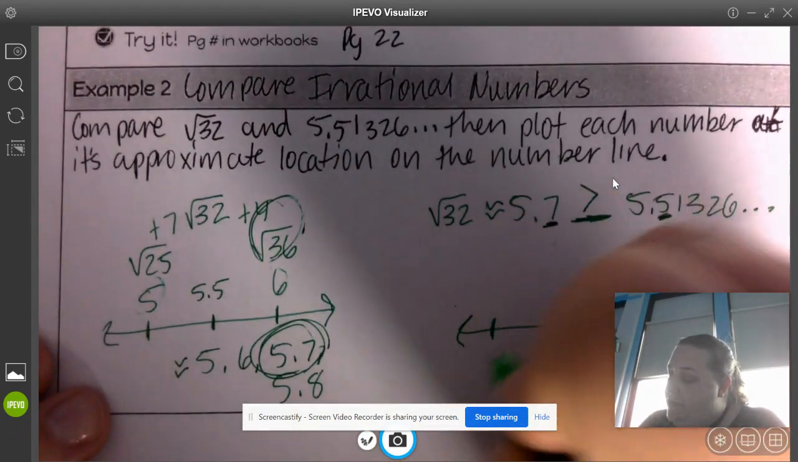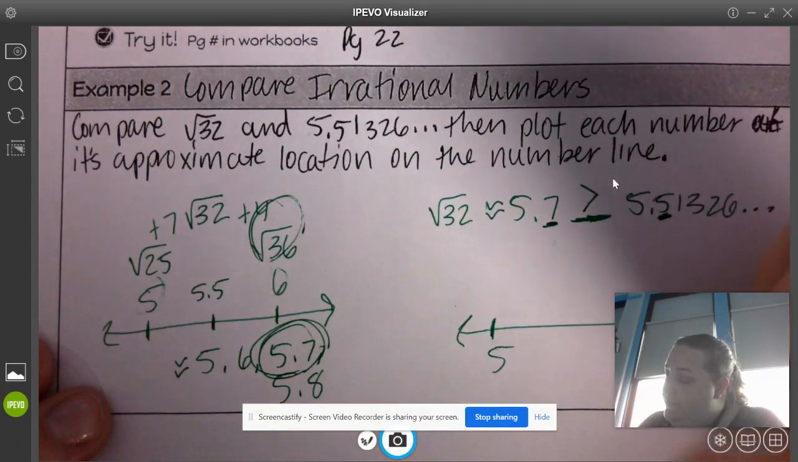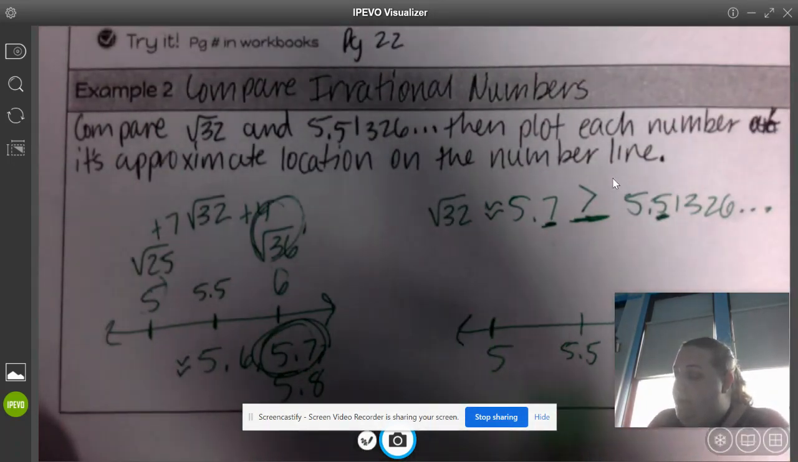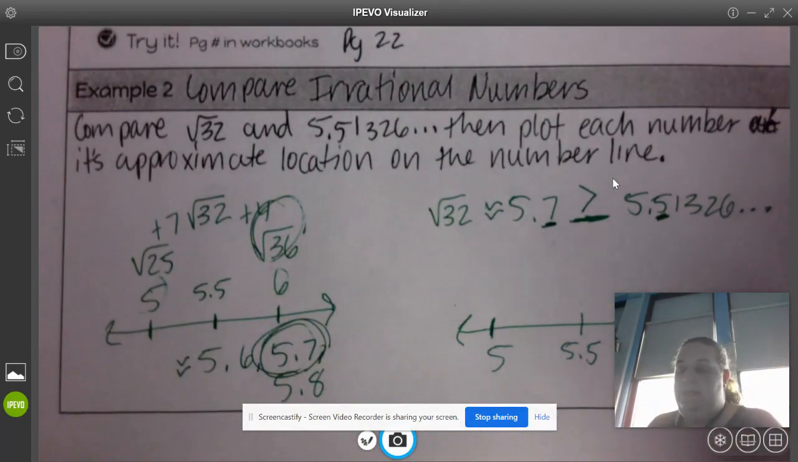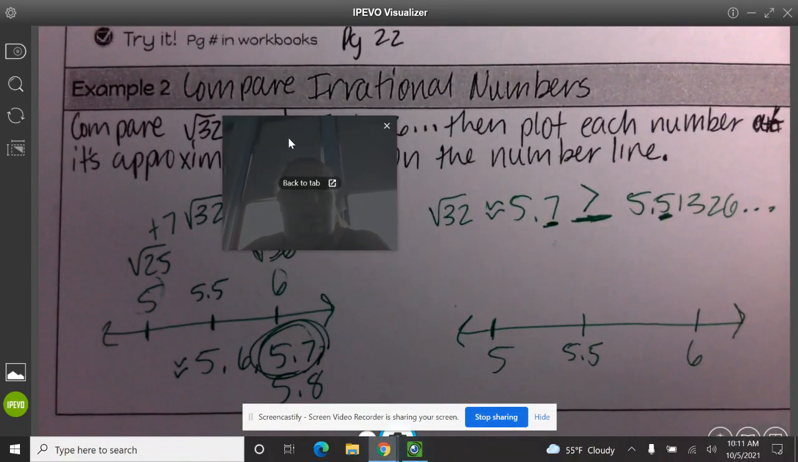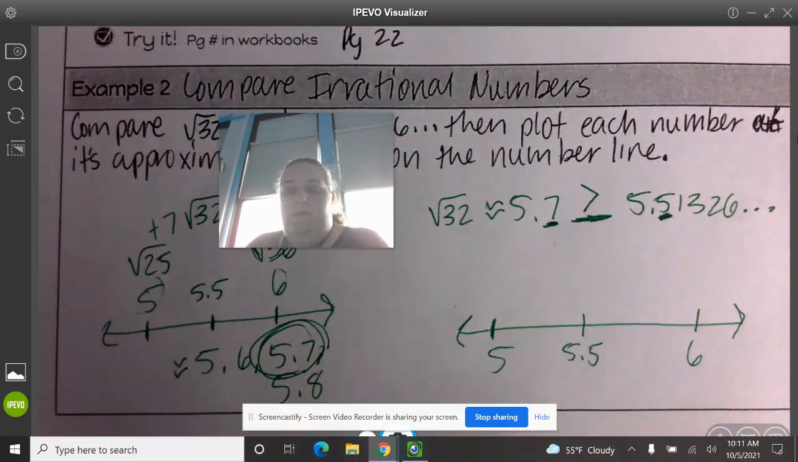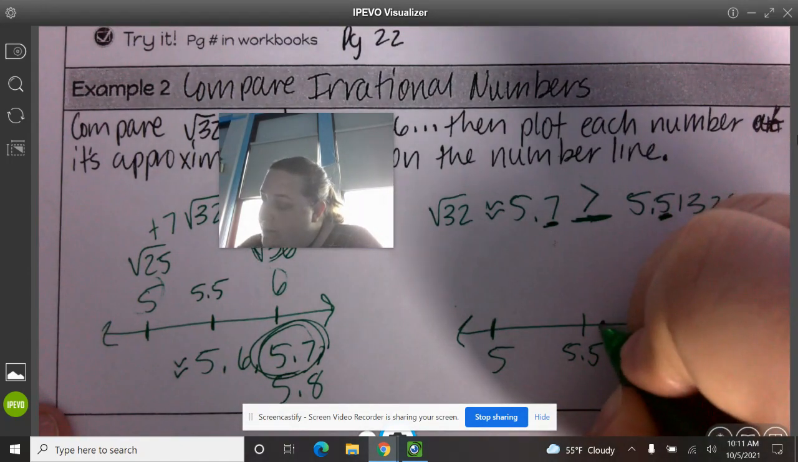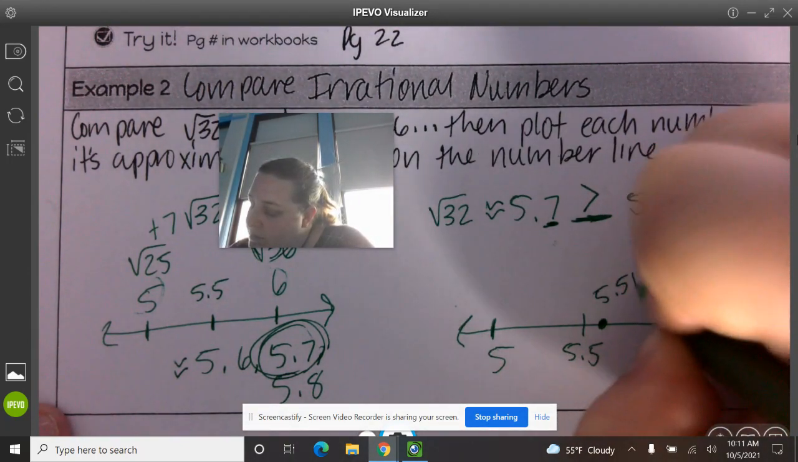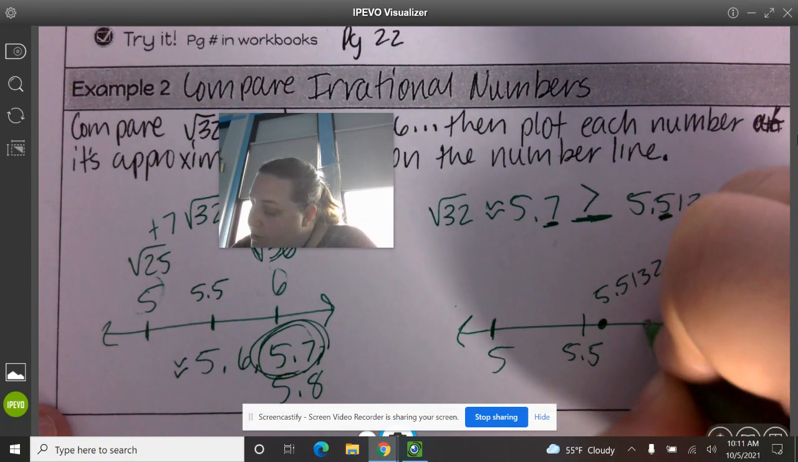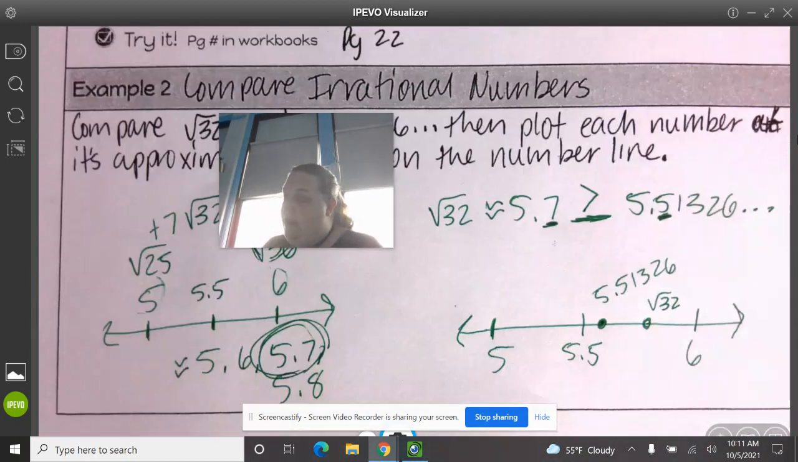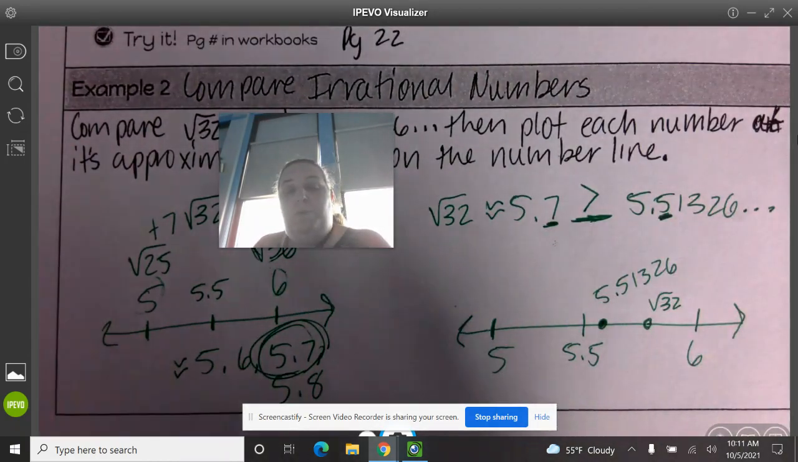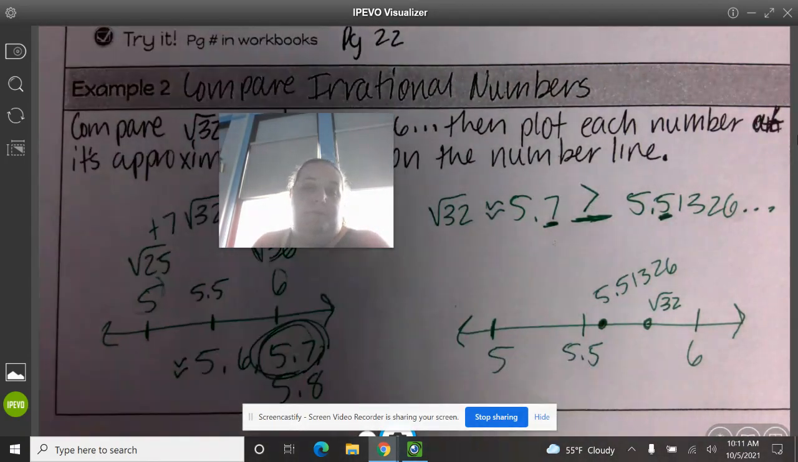Typically, they will be provided to you. However, if it's not, we're just going to keep it simple. By putting the arrows at the ends, that's showing the number line continues forever. And then I like to put 5.5 in the middle as a benchmark. 5.51326 is a little bit bigger than that. And then we know the square root of 32 is a little bit bigger than that, but still not quite 6. This would be appropriate. You have your points on there. You've got some reference points, 5, 5.5, and 6 to help you plot your points.